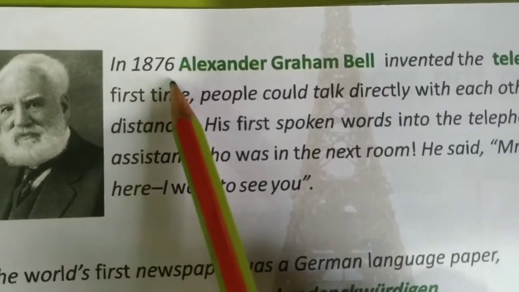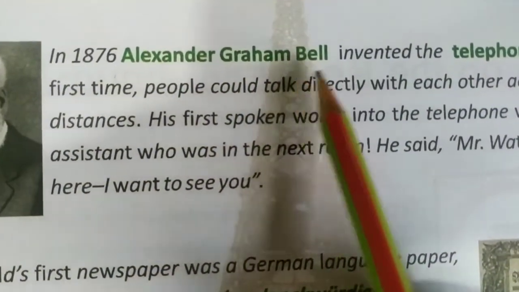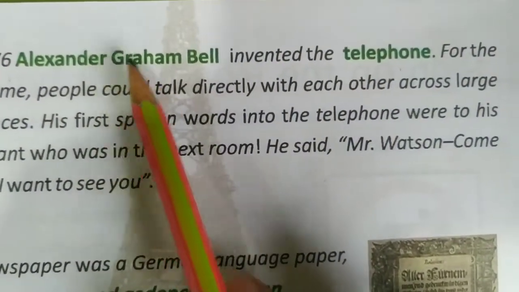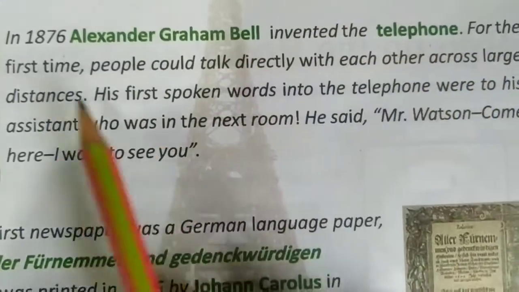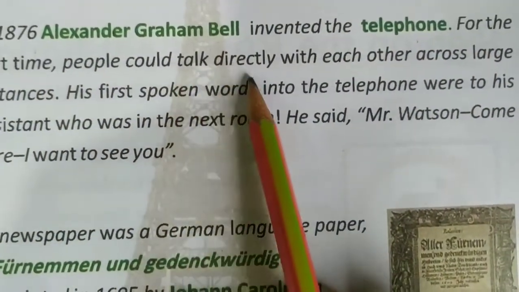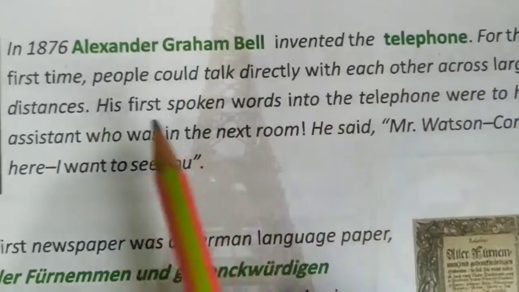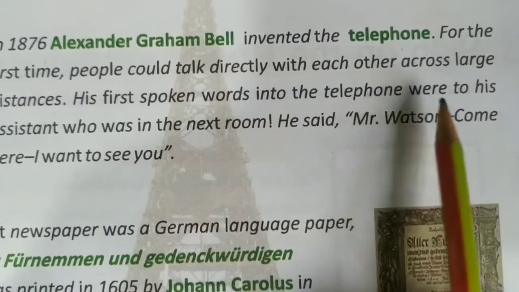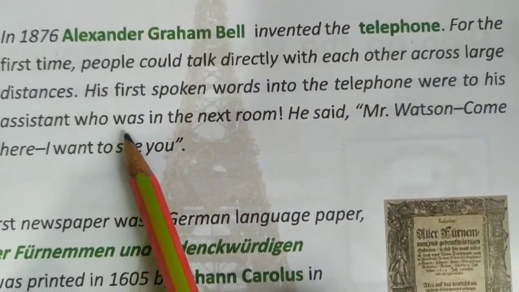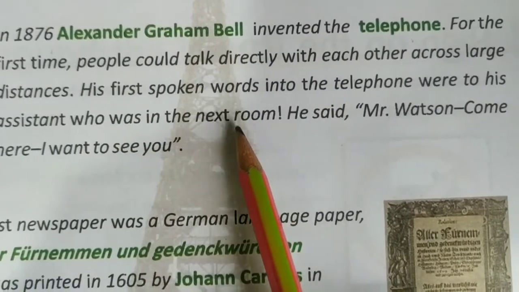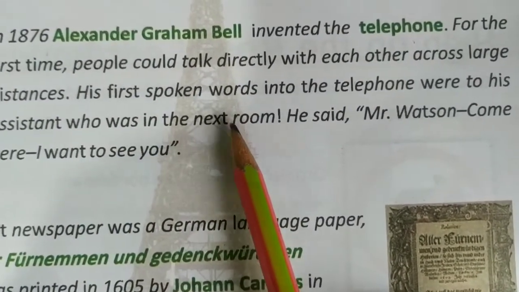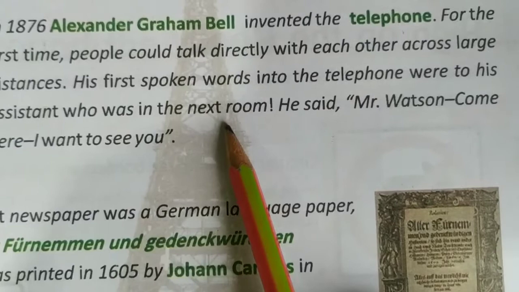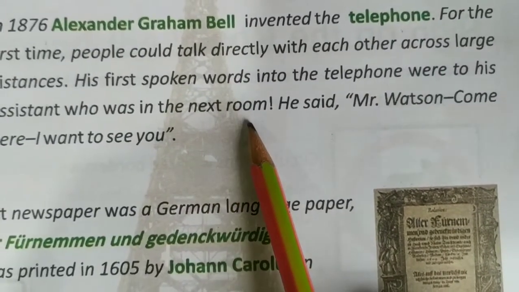In 1876, Alexander Graham Bell invented the telephone, right? For the first time, people could talk directly with each other across large distances. His first spoken words into the telephone were to his assistant, who was in the next room. So the first time he ever experimented, he first spoke to whom? To his assistant, who was next door when he was doing the trial of the telephone.